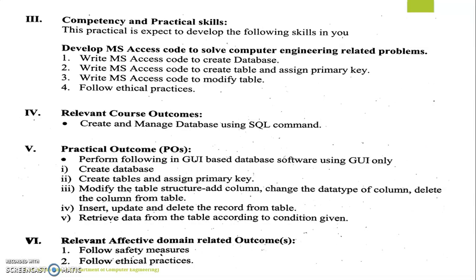Competency and practical skill: the students will be able to create a database, create a table, assign a primary key and modify a table in MS Access. The relevant course outcome is to create and manage a database using SQL commands. Then the practical outcomes: creating a database, creating tables, assigning a primary key, modifying the structure, inserting and updating the records. Relevant affective domain outcomes: follow safety measures and follow ethical practices.